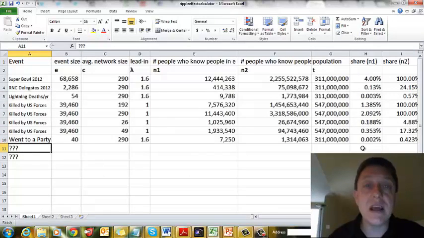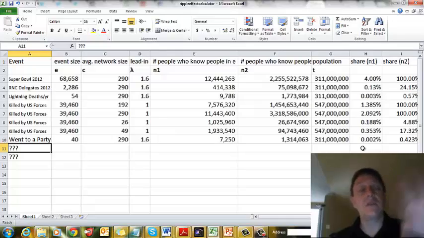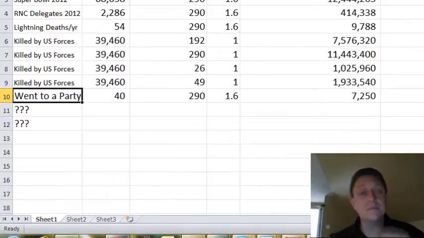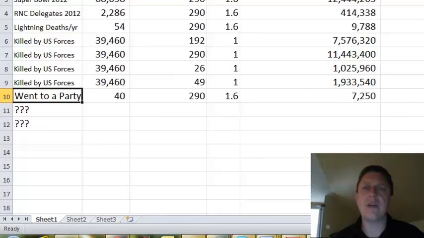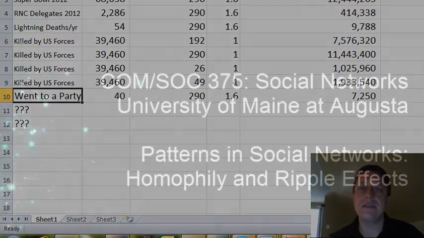If you're interested, I'd like you to go try this at home. I'd like you to think about events that have happened that are important to you. See if you can start up a spreadsheet and follow my example and try to calculate your own ripple effects of the events that matter to you.